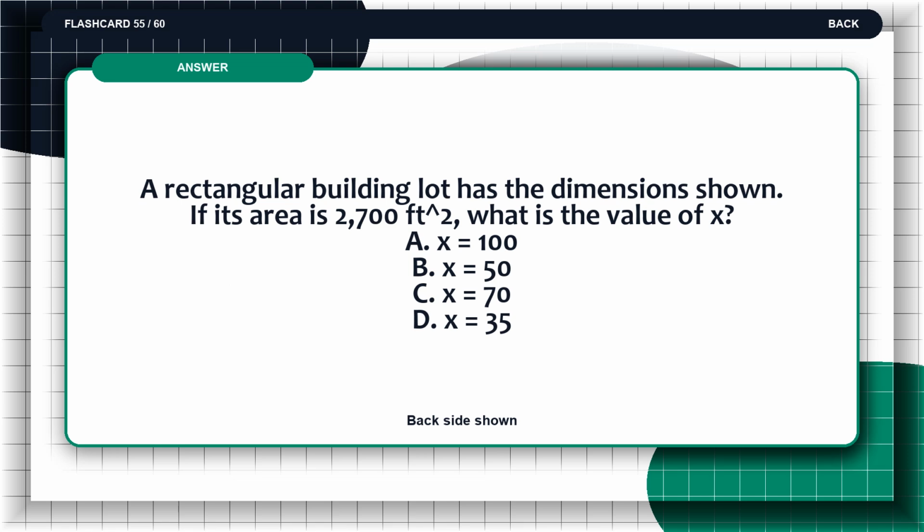The answer is: a rectangular building lot has the dimensions shown. If its area is 2,700 feet squared, what is the value of x? A) x = 100, B) x = 50, C) x = 70, D) x = 35.